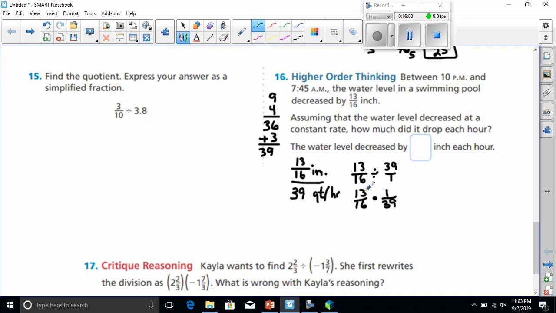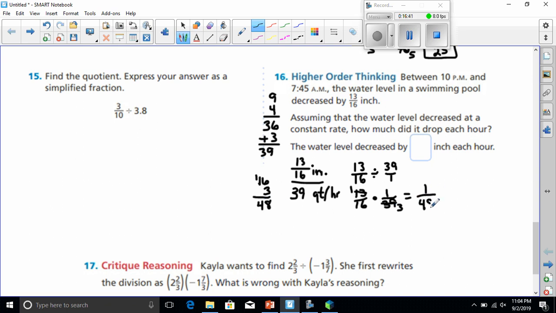And now we could use the butterfly method here, 13 and 39. I know that 13 goes into 39 3 times, so we can slice that off. Put a 3 there, and cut through that and put a 1 there. And now we have 1 times 1, and that equals 1. And 16 times 3, I think it's going to be 48. 18, carry the 1, yep, 48. Okay, so that's 1 over 48.